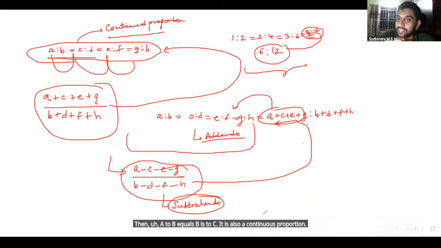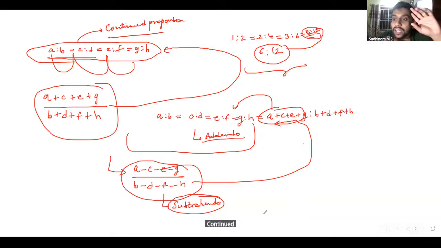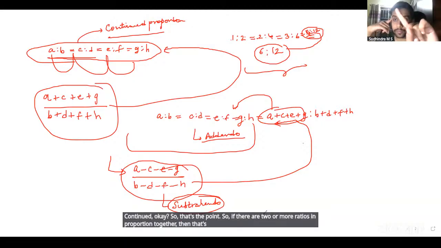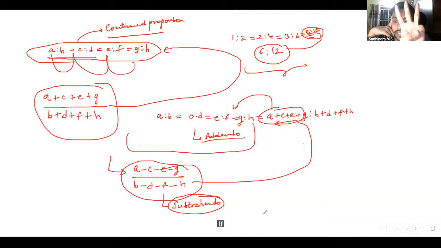That is continuous. This is continued. So that's the point. If there are two or more ratios in proportion together, then that's called continued proportion. If we have only three terms in that proportion, that's called continuous proportion. Okay, sir, I got the difference.